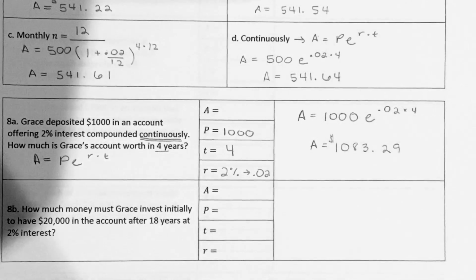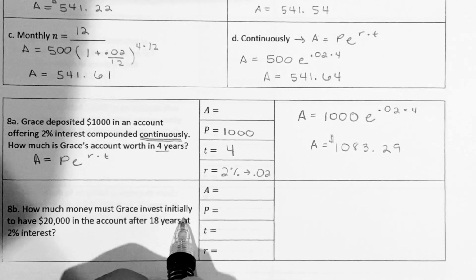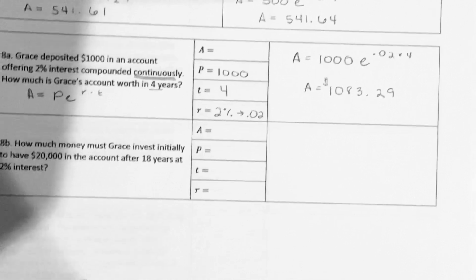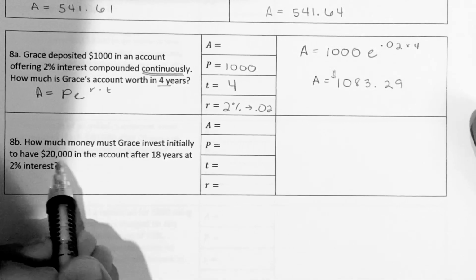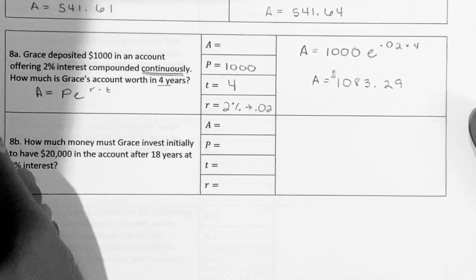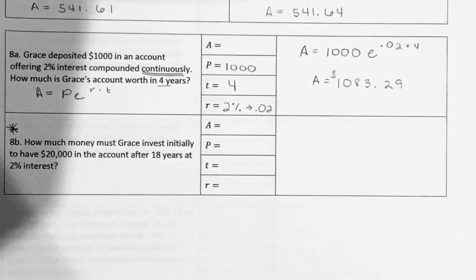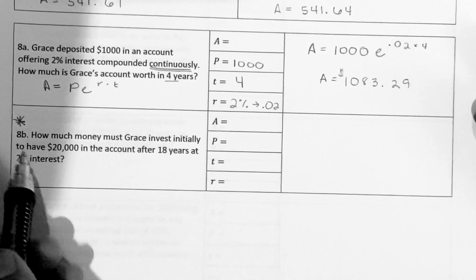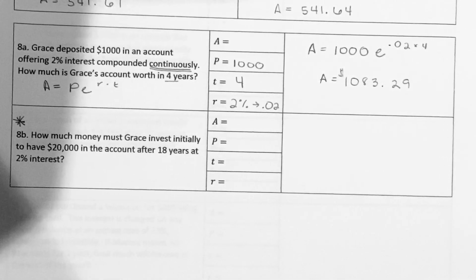All right, and last question, how much money should Grace invest initially to have $20,000 in the account after 18 years at 2% interest? So how much money should she invest initially to have $20,000 at the end of 18 years? And I'm gonna star this one because this is a problem that's gonna be on the project. There's a couple other ones on the sheet that will also be, but this is one of the more challenging ones on the project because it's kind of that going backwards. So this you will see again.